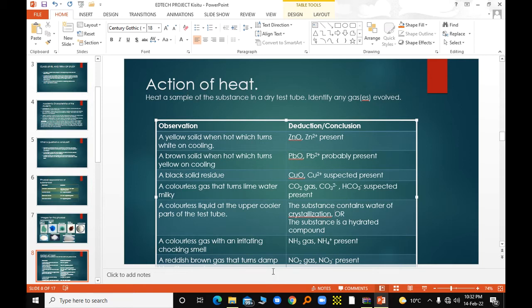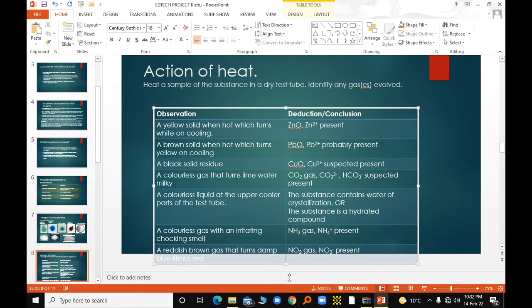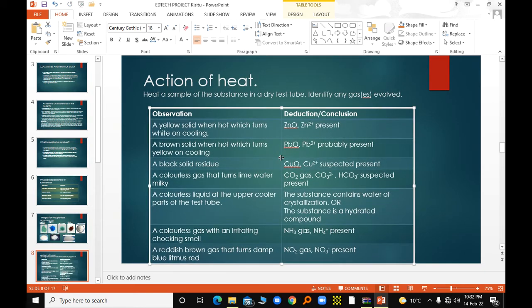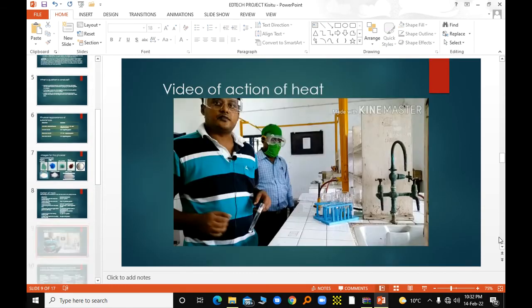A reddish brown gas that turns damp litmus paper red: the gas is nitrogen dioxide gas and nitrate ions are present. Let's move to the next slide.